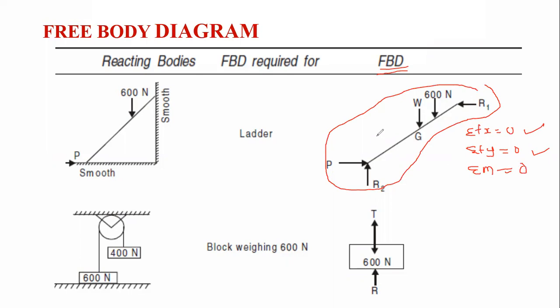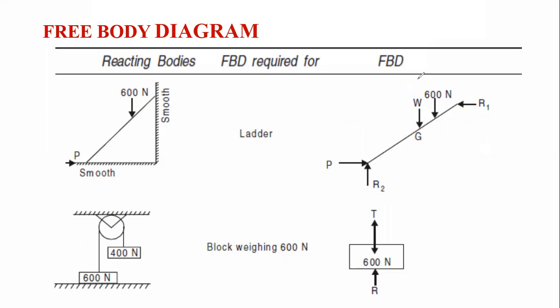And we can easily find out the unknown reactions and unknown loads. Now let us consider this problem. Here, if you see, this one is the pulley. There is one weight of 600 Newton connected, which is resting over the floor, and another weight connected to this pulley having 400 Newton weight.